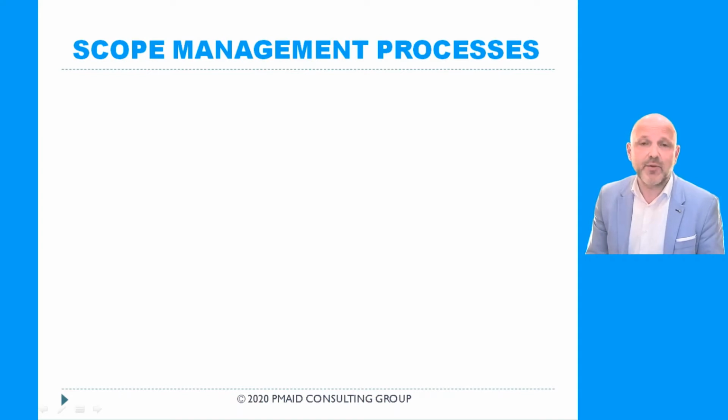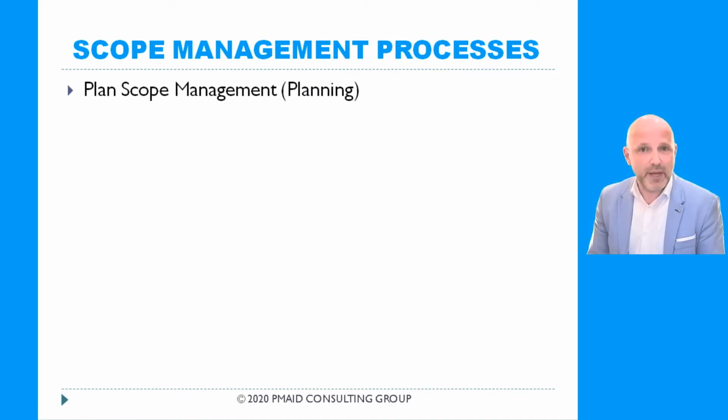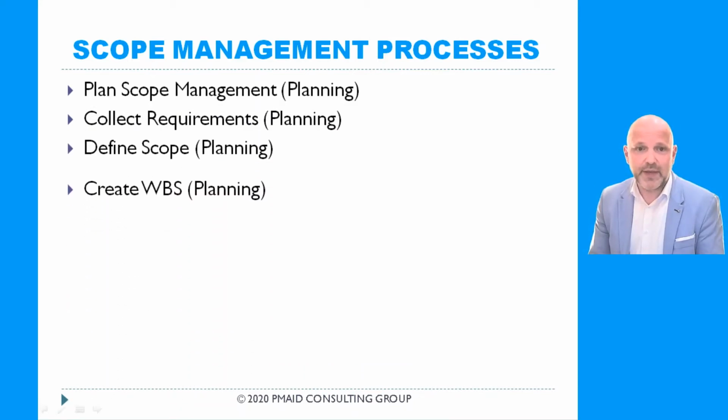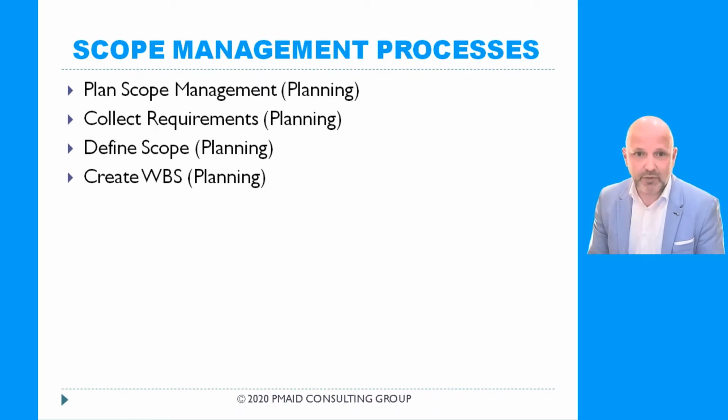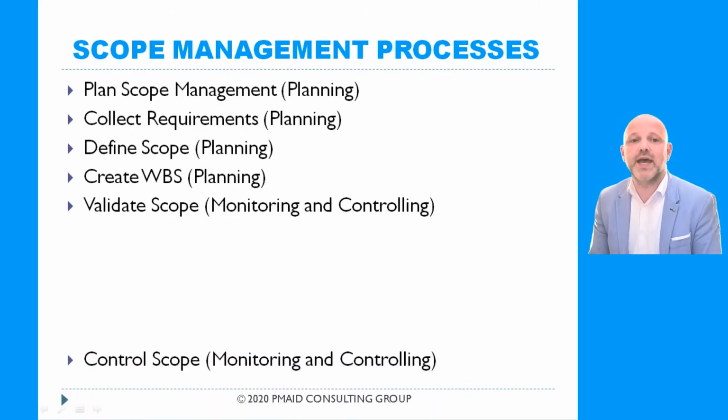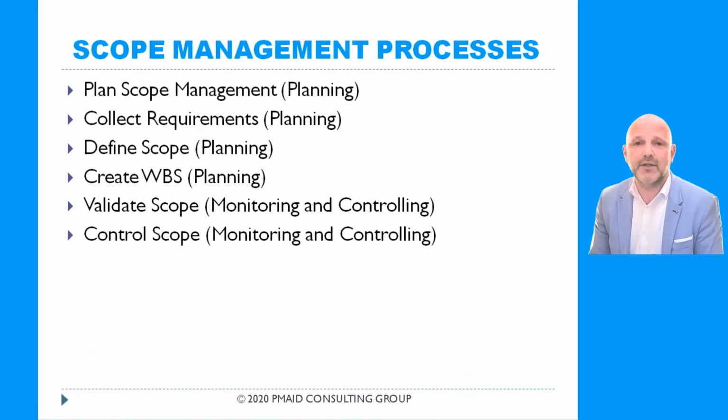There are 6 processes that are related to the scope management knowledge area. 4 of those processes belong to the planning process group, and 2 belong to the monitoring and controlling process group. Let's see what those processes are. Plan scope management, a planning process. Collect requirements, planning process. Define scope, planning process. Create work breakdown structure, WBS, planning process. Validate scope, monitoring and controlling process. And control scope, monitoring and controlling.